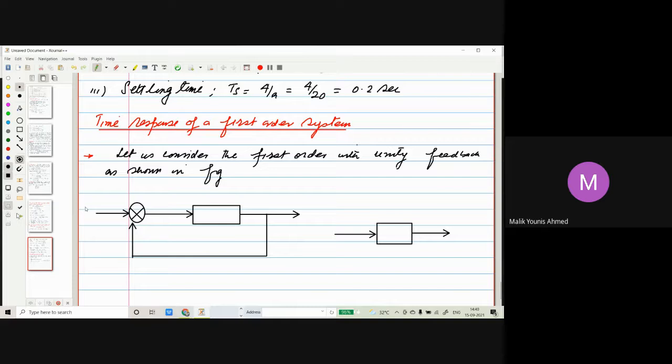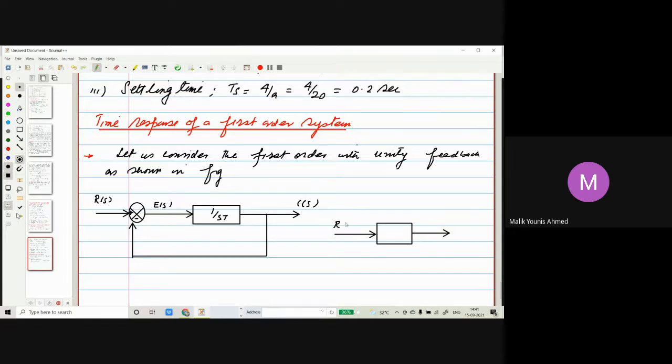Okay, now you can see this is a first order system. R(S) is the input, and this is a summer, plus and minus. This is the error signal here, and this is 1 by ST. First order, I am writing 1 by ST. C(S) is the output, and this is the unity feedback.